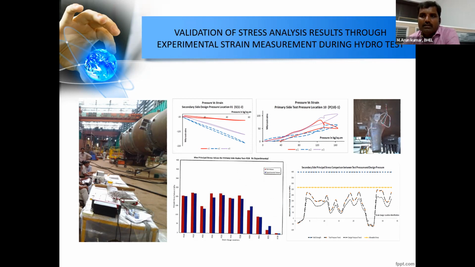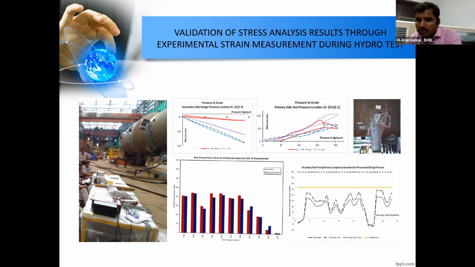So we cannot do experiments in the service life or various service conditions. So what we are considering is the hydro test. Since we are doing hydro test of the equipment at our manufacturing works, we are placing strain gauges in the regions where we have seen very high stresses. There, by many methods like hole drilling or X-ray diffraction technique, we are measuring the strain. From the strain, we are calculating the stresses.